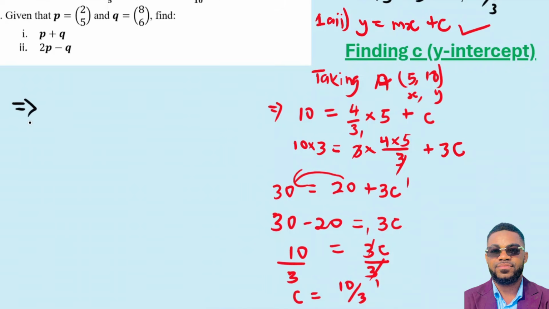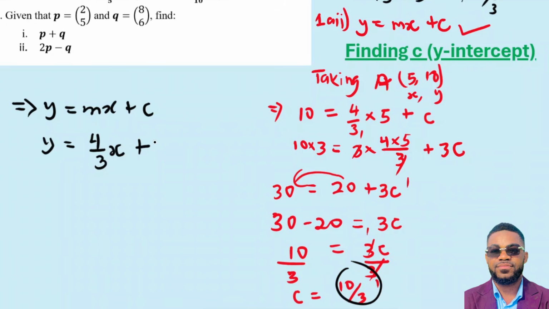So this implies that the equation of the line, remember I'm using y = mx + c. So this is what I'm going to do. I'm going to substitute in the values of m and c. For the y and x, I'll just maintain it like that. So the equation is going to be y = 4/3 x + c, which we just got to be 10/3. So that's the equation.